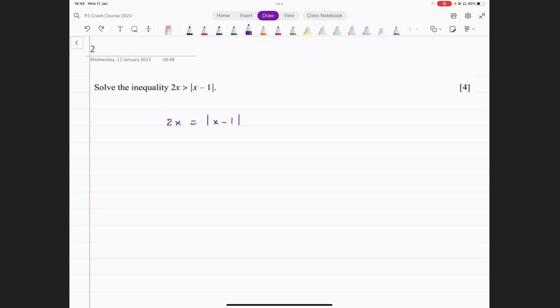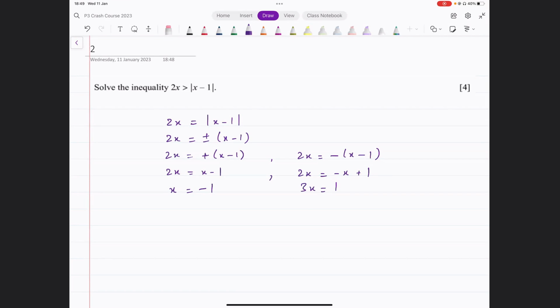Now we put plus minus after removing the modulus sign. So after removing the modulus sign, you put plus minus like this. From this you get two equations. One is 2x equals x minus 1, and the other is 2x equals minus into x minus 1. Now you simplify this. From the first equation, you get 2x equals x minus 1, and that gives you x equals minus 1. And from the other equation, you're getting 2x equals minus x plus 1, which gives you 3x equals 1 and x equals 1 over 3. These are the two cutoff points that we were looking for.